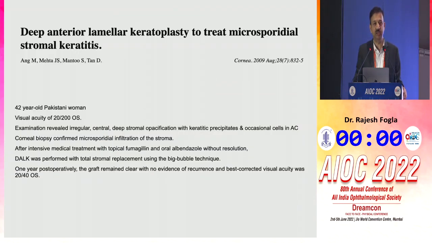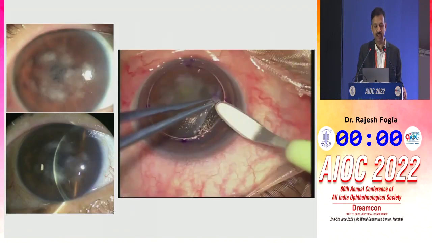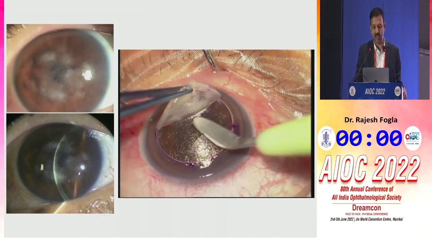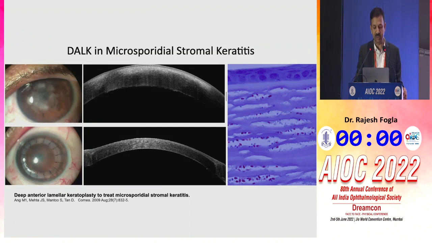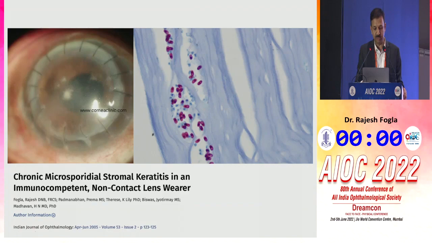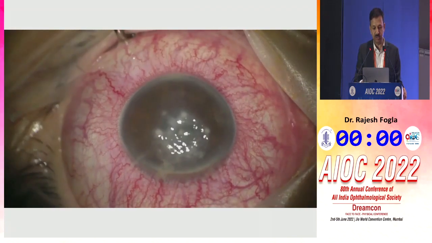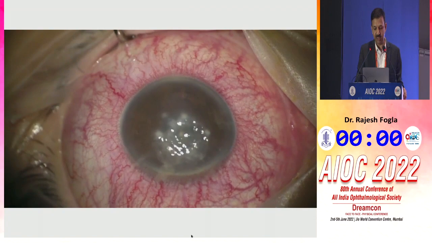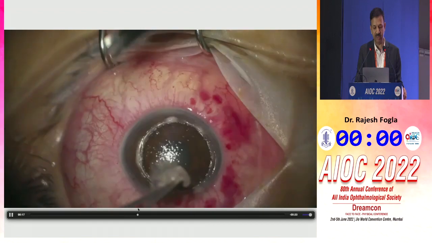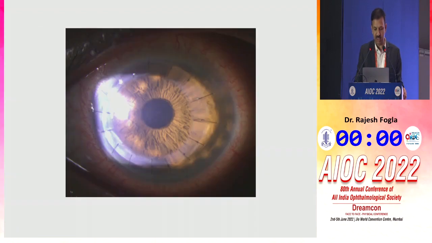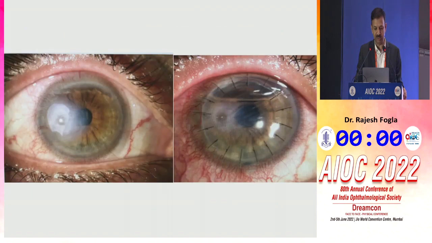Similarly, in microsporidial keratitis, where you don't have effective medical therapy, instead of resorting to a full-thickness graft, if the infection is limited to the anterior half of the cornea, you can think about doing a lamellar keratoplasty, which was done in this case, and you can see post-operatively that the patient had a clear graft. But you have to watch out for recurrence, because in microsporidial keratitis, recurrence is quite common. This is another patient, post-SMILE, who had infective keratitis. So here also, instead of doing a therapeutic penetrating keratoplasty, a big bubble DALK was performed, and this patient also did well following the surgery.